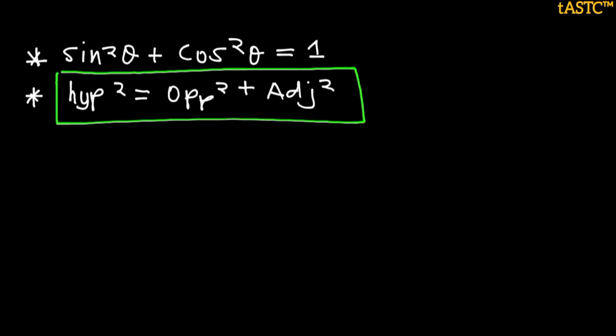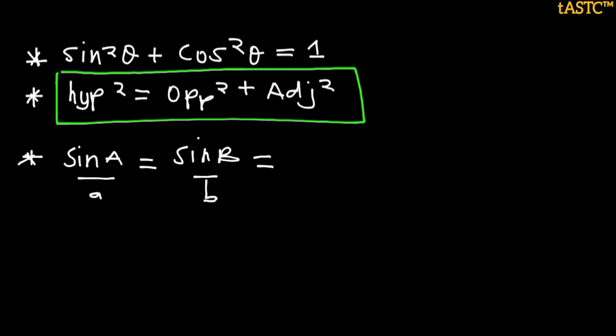Now you would also need to understand another equation that is called the sine rule. So if I had a triangle and I wanted to find the sides, that is going to be sine A divided by a, and that is equal to sine B divided by b. That will be equal to sine C divided by c.